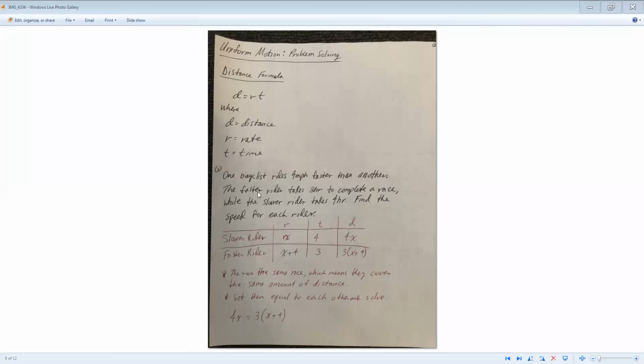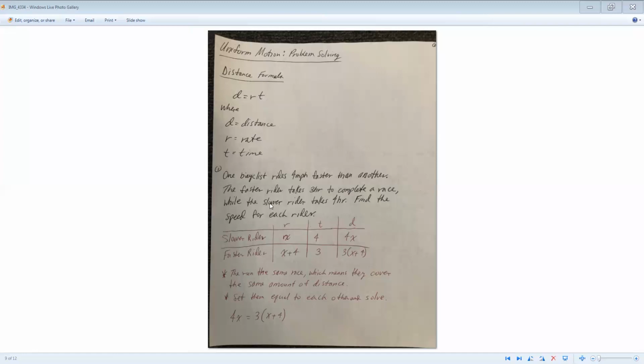So when we look at the slower rider versus the faster rider, and we gather our information for our rates, it says one bicyclist rides 4 miles per hour faster than another. So what we do is let the slower rider be x and the faster rider be x plus 4. If you decide to let the faster rider be x, that means the slower rider will have to be x minus 4.